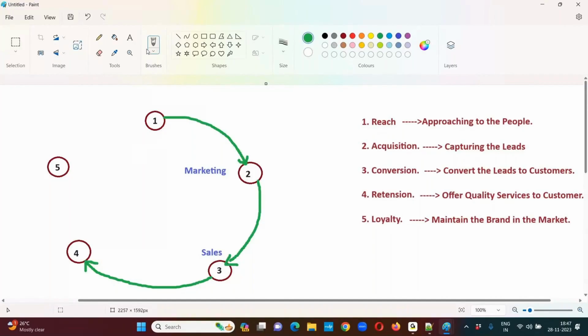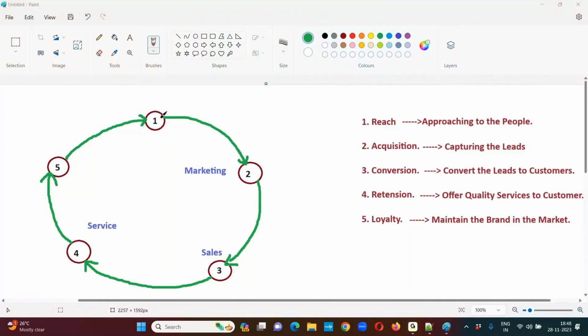That will be with the help of the service team. Because of that service, we are able to maintain our brand in the market as well. Next, once we are maintaining the brand, then again we are going to be reaching to the people.